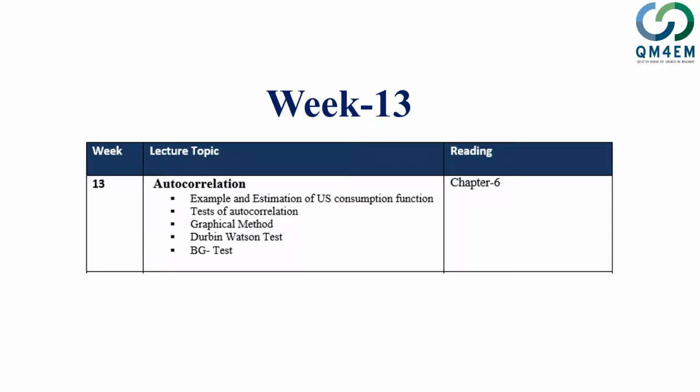In week 13 we were supposed, in both lectures, to cover autocorrelation, and we started with the basic concepts of autocorrelation, and then we have to talk about tests of autocorrelation, graphical method of detecting autocorrelation, Durbin-Watson statistics, and the BG test. This is the content which we have to cover in week number 13.